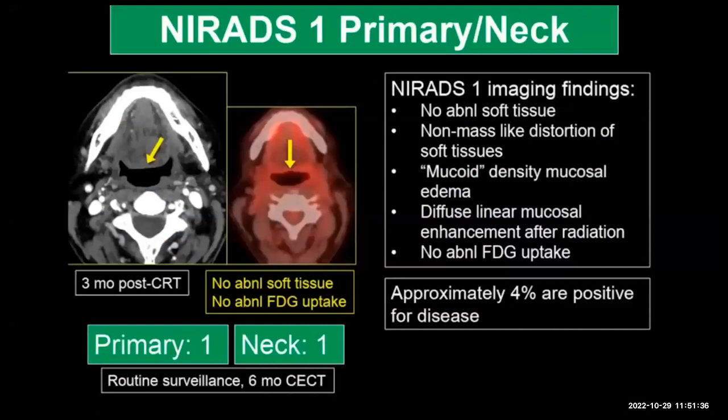Let's look at what is NIRADS category 1. Usually there is no abnormal soft tissue, there is no mass-like enhancement. It's just a mucoid density with subtle edema, and or a diffuse linear enhancement, which is edema. So in this case, if you see, there is a radically treated case of base of tongue. After 3 months of radical CTRT, there is no enhancing soft tissue, just mild mucosal thickening is seen, and this is a case of NIRADS category 1, a routine follow-up is indicated. In such cases, there is a chance to miss disease up to 4%.